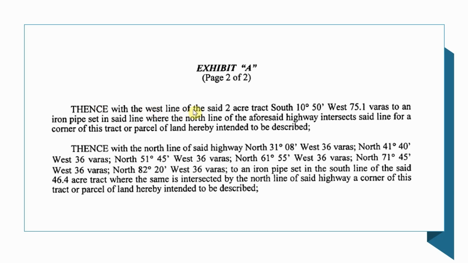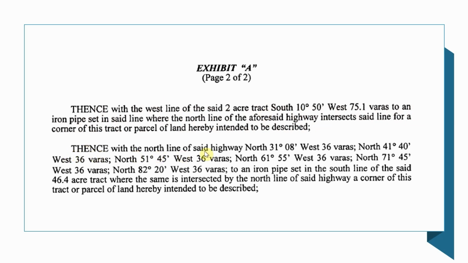Thence, with the west line of said 2 acre tract, south 10 degrees 50 minutes west, 75.1 varas, to an iron pipe set in said line where the north line of the aforementioned highway intersects said line for a corner of this tract or parcel of land hereby intended to be described. So again, this is a point that we should also be seeing referenced in that additional referencing evidence.